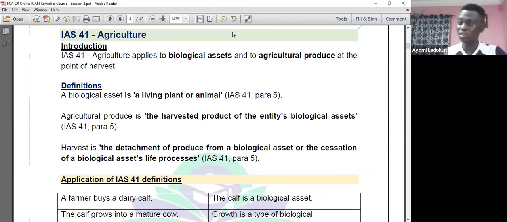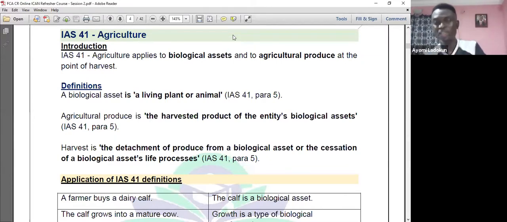Listen up. Naturally, when you measure a biological asset at fair value, less cost to sell, it will always result in a loss. Do you know why? Because of the cost to sell. You have removed it from the fair value, so it comes down when you compare with the fair value, so it will always be a loss. But you can actually have a gain. Maybe your goat gives birth, and all of that. So in that scenario, you can have a gain.